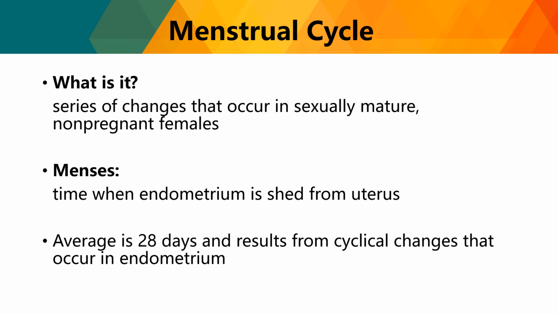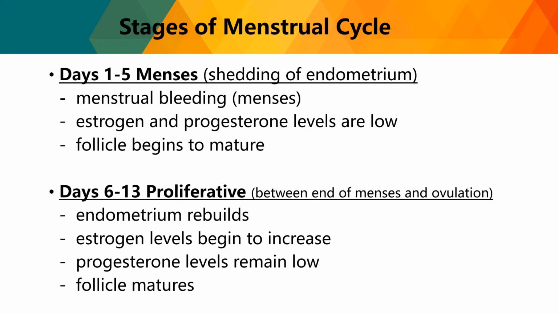So, next is the menstrual cycle. This is a series of changes that occur in sexually mature non-pregnant females. So, sa females, we know very much about menses. So, this is the time when the endometrium is shed from the uterus. And the average is around 28 days and results from cyclical changes that occur in the endometrium. So, usually, hindi lang talaga siya 28 days, but primarily, the target would be 28 days, minsan more than. Okay?